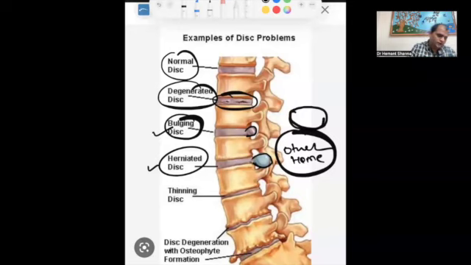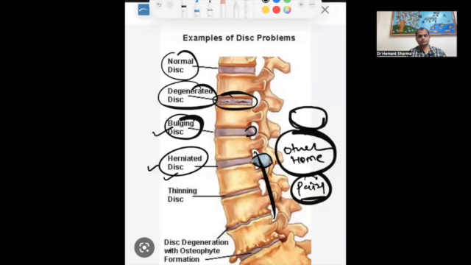Because this place belongs to the nerves, nerves are passing from here. So now it starts doing compression. Then the person is suffering with pain. Then we can see sometimes because the disc is not getting proper nutrition.